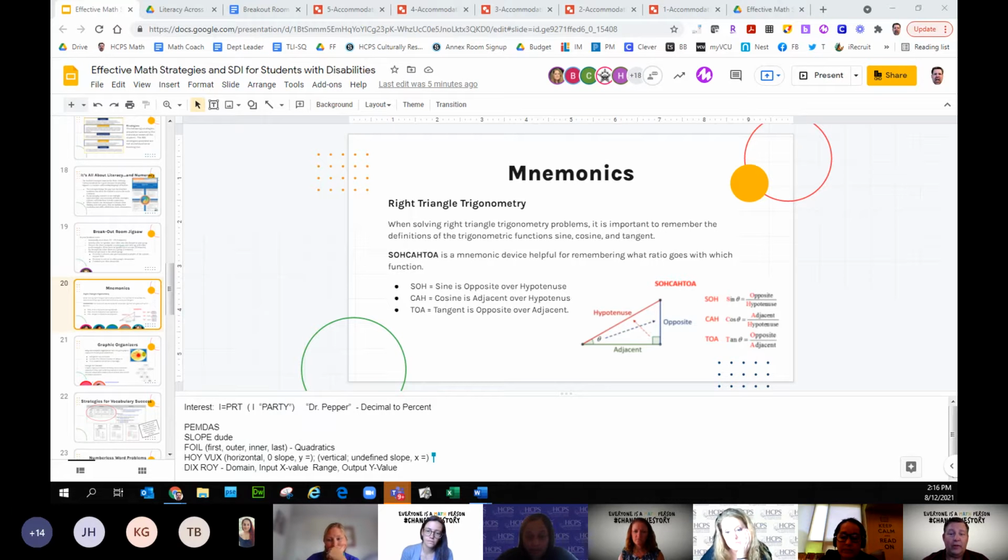The same thing with FOIL. FOIL only works when you're multiplying 2 binomials. We're really saying get rid of FOIL and talk about multiplying using the area method. And so that's a whole other math training and session. So when we're looking at this as SDI, I would try to encourage you to, if you're using this in your tier 1 instruction, that's okay, but try to scaffold it so that it is not how you lead your instruction.